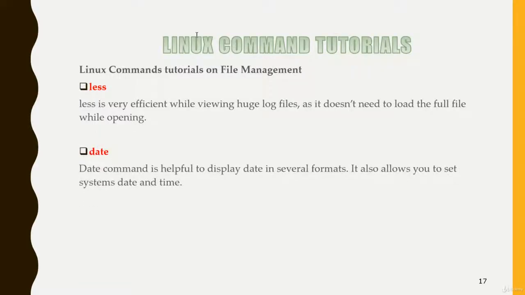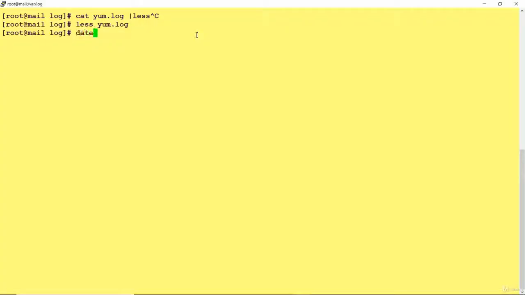The next command is the date command. The date command is helpful to display the date in several formats. It also allows you to set the system date and time. It's very simple. Go and fire the date command. It will list the current date. If you want to change the date, you can do that with the date command as well.